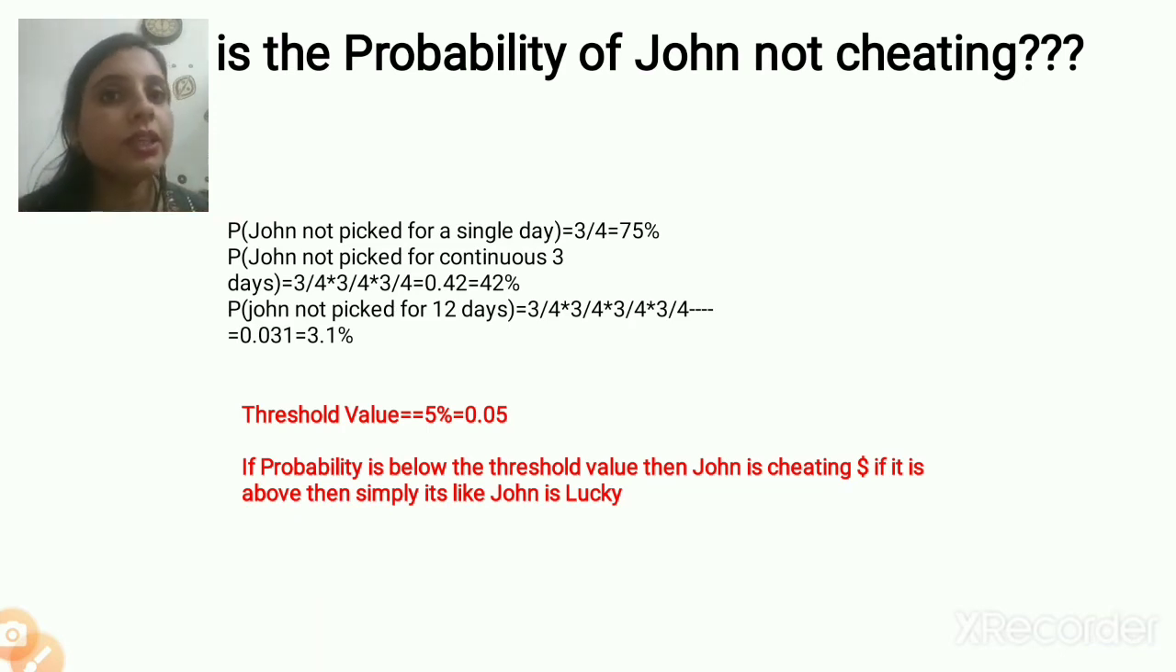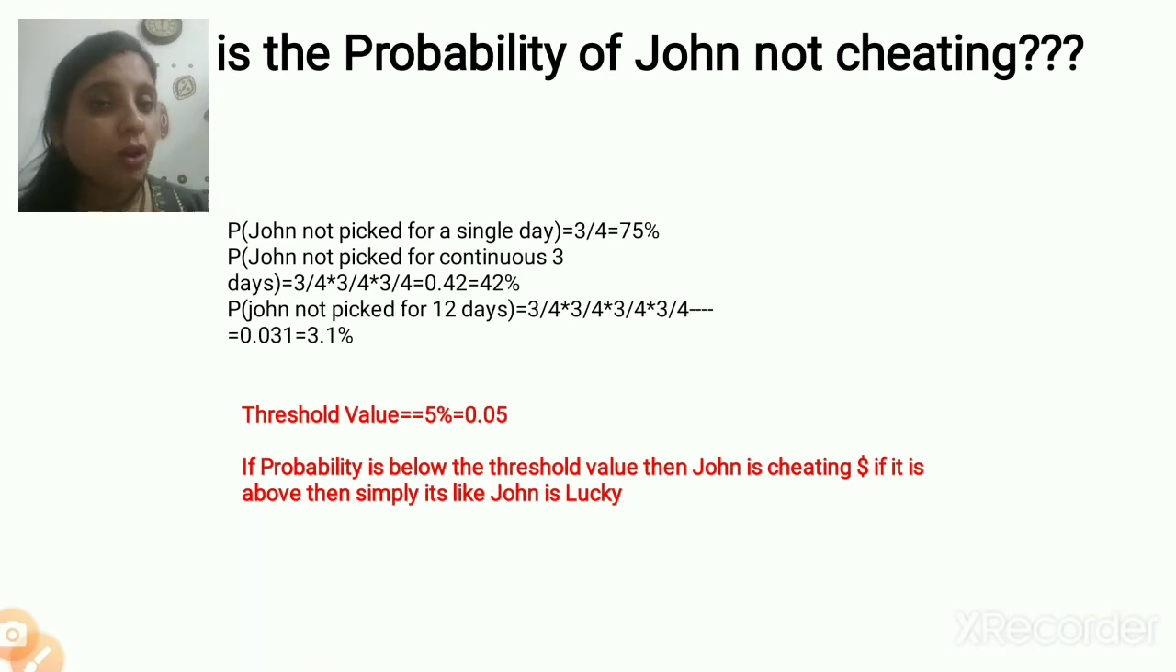So in this case, we need to find the probability of John not cheating. We'll start with this first day. If we consider the probability of John not being picked for a single day, it will be 3 out of 4. Why? Because the 4 is since there are 4 students or 4 friends, so the total outcomes will be 4. And 3 is because there are 3 other persons whose name can be picked.